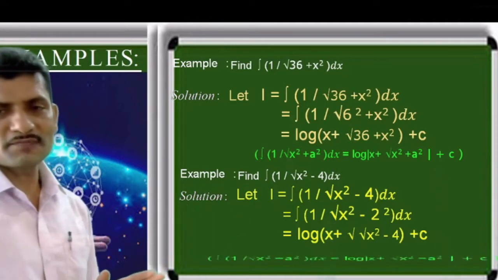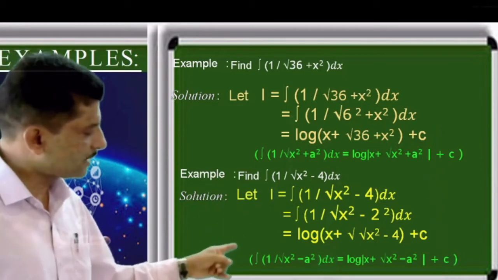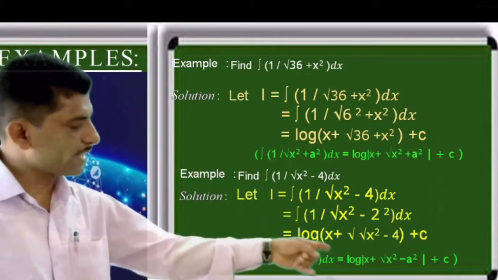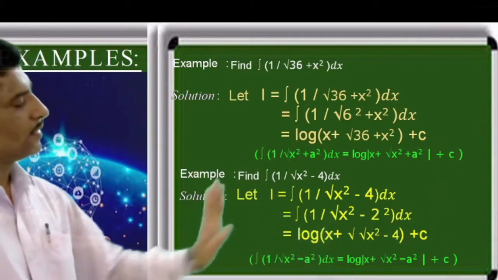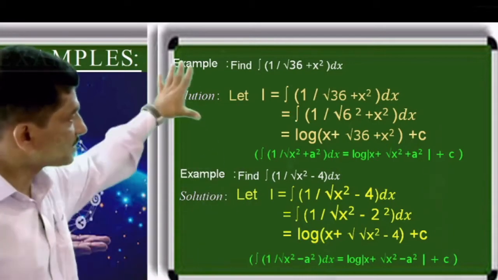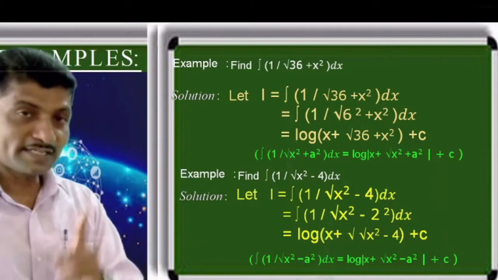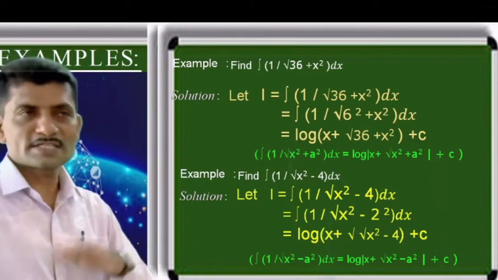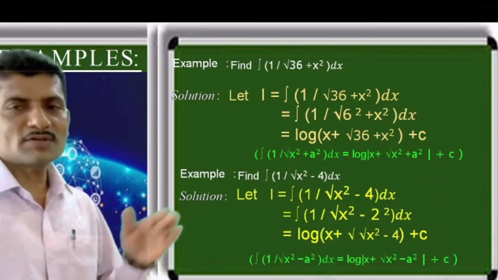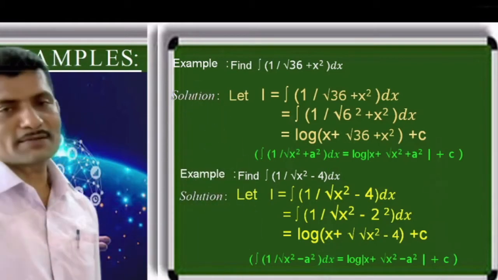So, this is the result: the integral of 1 divided by root of x square minus a square dx is log of modulus of x plus root of x square minus a square plus integral constant. In that problem, a is any real number, whether a square number or a non-square number.